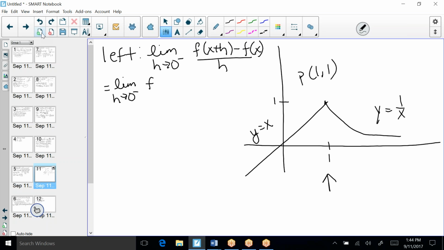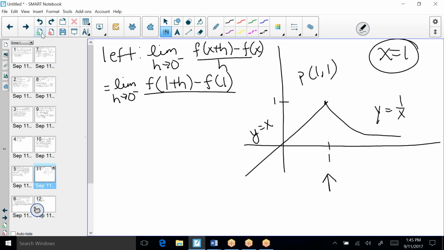So we want to see if the limit is going to be the same to the left of this point as it is to the right of this point. The 1 is going to be the problem, so really the x value we're concerned with is x equals 1. So that's what our x is going to be: f of 1 plus h minus f of 1. Everywhere else it's going to be fine. That's the only potential problem.